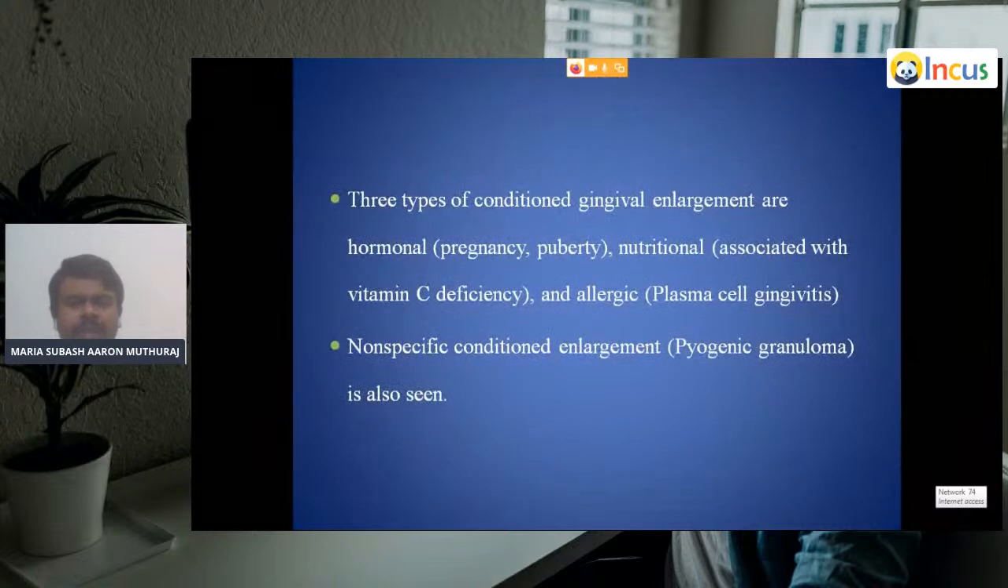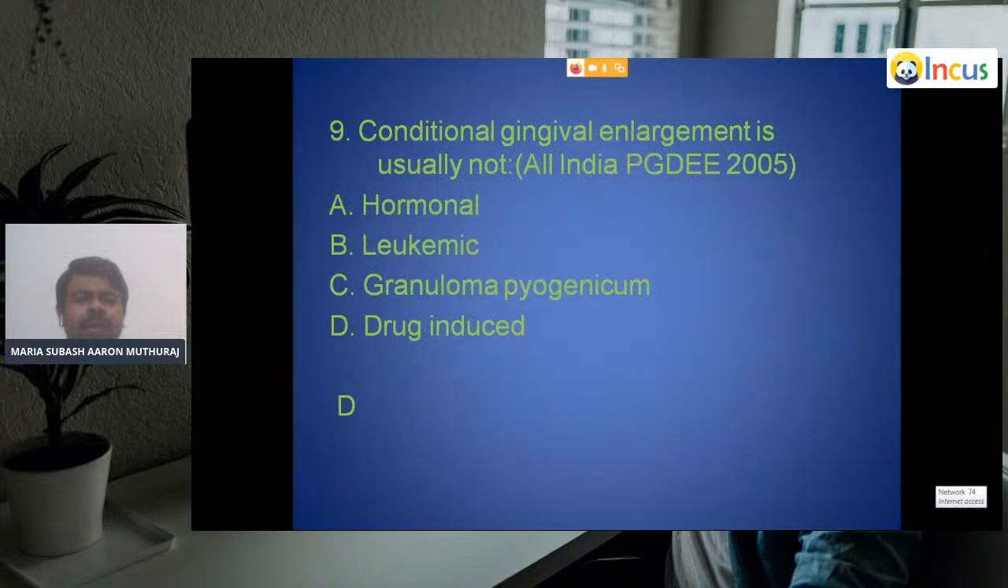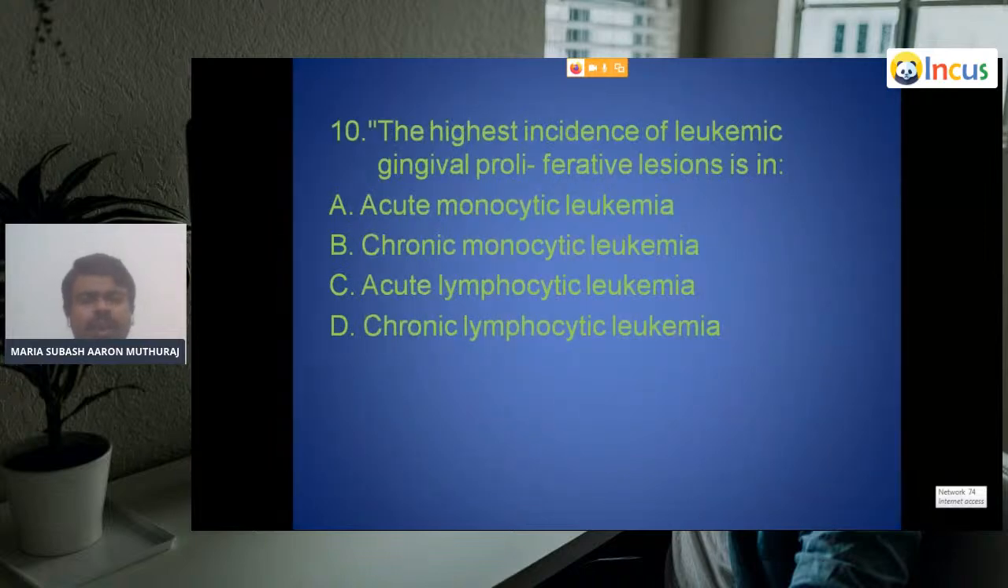The three types of conditional gingival enlargement are hormonal, which includes pregnancy and puberty; nutritional, which is associated with vitamin C deficiency; and allergic, plasma cell gingivitis. In non-specific conditional enlargement, the pyogenic granuloma is also seen. The highest incidence of leukemic gingival proliferative lesions is present in acute monocytic leukemia, acute lymphocytic leukemia, and chronic lymphocytic leukemia.